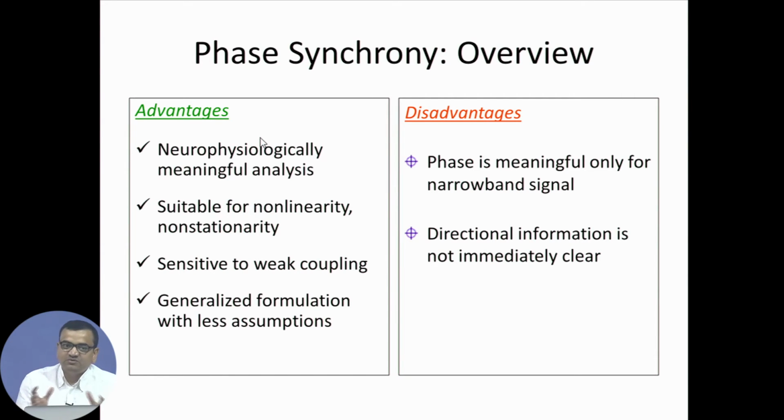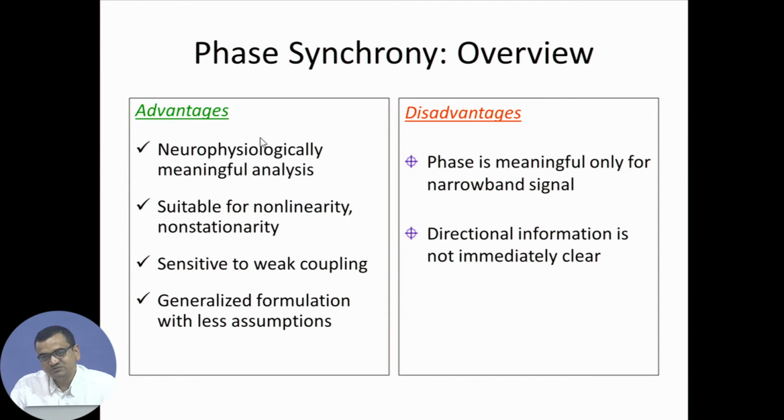So if the systems are weakly coupled, as I showed you, it is immediately reflected in the phase, and you have very limited assumptions, so you can apply it to your data quite easily. The only assumption, which is also a disadvantage, is that the phase is meaningful only for narrowband signals. You will find some papers which should not be published, but phase is only meaningful for narrowband signals, because phase is coupled with oscillations, so you have to make sure it is narrowband. And the directional information is not clear.